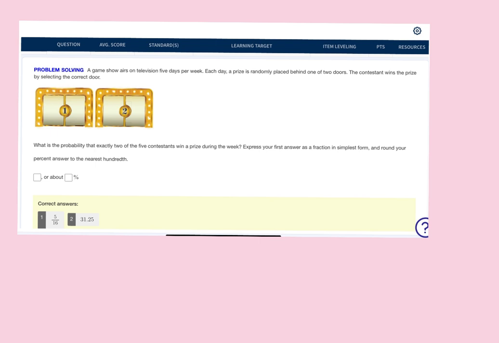and then round the percent answer to the nearest hundredth. The first thing is you have to figure out the sample space, and then how many of them are going to have exactly 2 winners. Because there are 5 days and each day has 2 options, my sample space would be 2 times 2 times 2 times 2 times 2, which we discussed yesterday. That's 32. That's the total sample space that goes in the bottom.